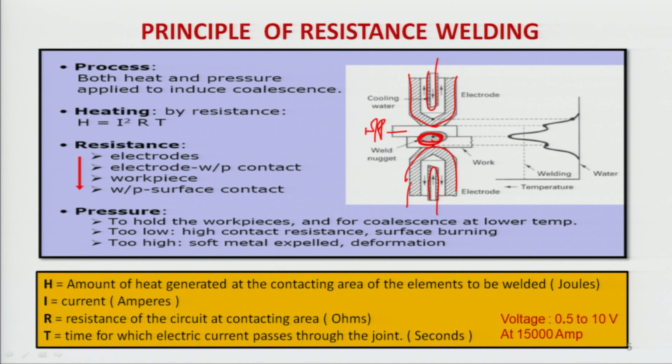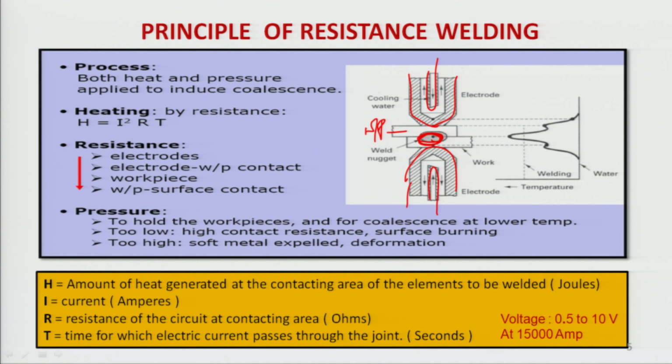The governing formula is H is equal to I square RT, where H is the amount of heat generated at the contacting area of the element to be welded in joules, I is the current in amperes, R is the resistance at the contacting area, and T is the time for which electric current passes through the joint.